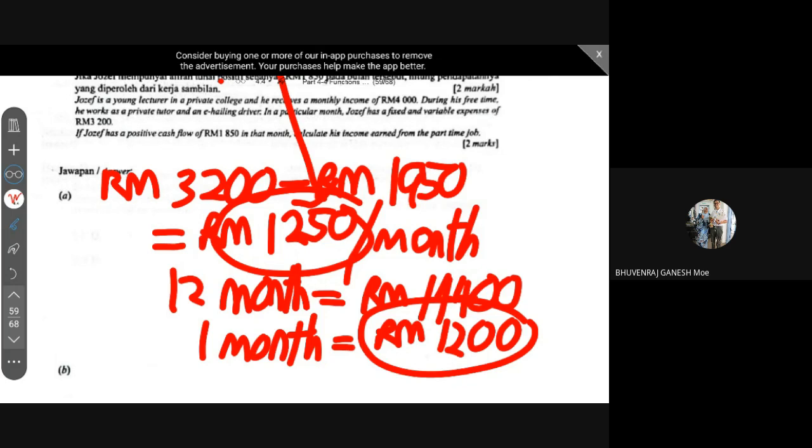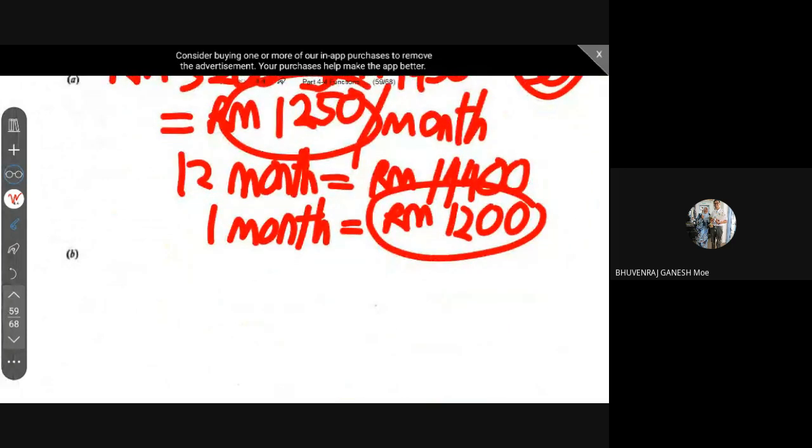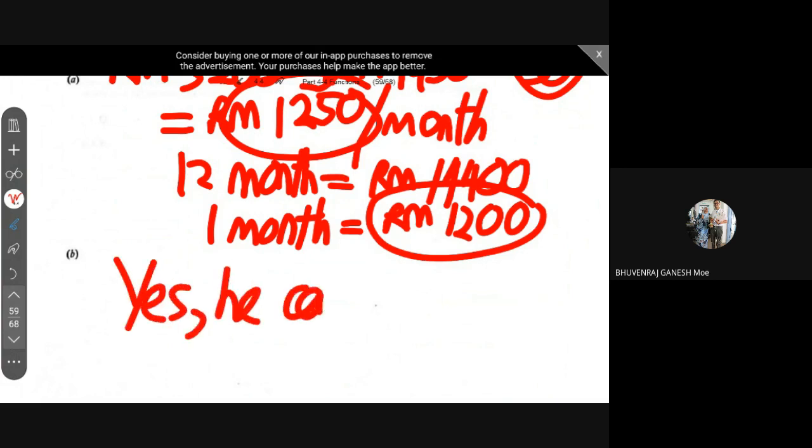Yeah, good point. He has enough money. Or in other words, you can put that the remaining salary can exceed the savings. So this is basically 50. The excess saving he has here is 50, 1250 minus 1200. So this is what he has as balance. So the answer they give here is you can say yes, he can achieve it.